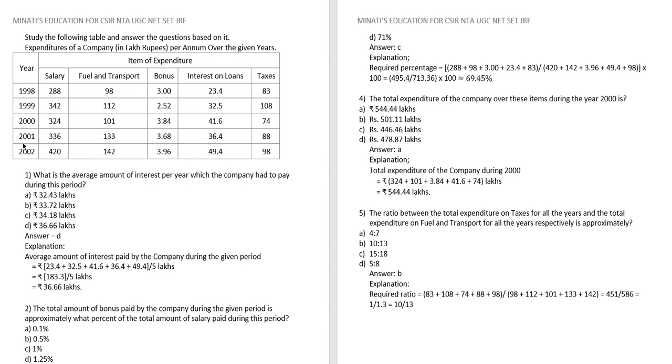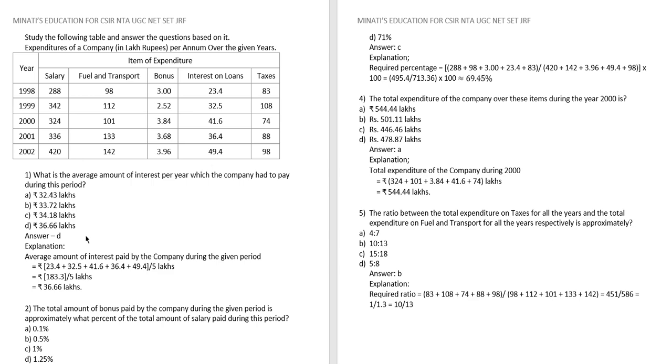See, these are the years 1998, 1999, 2000, 2001, 2002, and this is the salary, this is the fuel and transport, this is bonus, this is interest on loans, this is taxes. Now come to the direct question. What is the average amount of interest per year which the company had to pay during the period? The four options given are A, B, C, D: 32.43 lakhs, 33.72 lakhs, 34.18 lakhs, 36.66 lakhs.